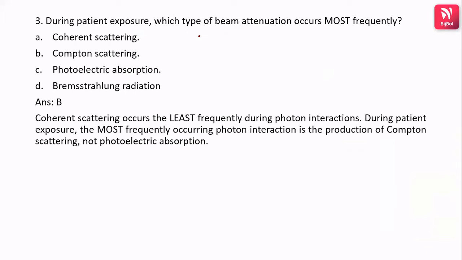During patient exposure, which type of beam attenuation occurs most frequently? Is it coherent scattering, Compton scattering, photoelectric absorption, or Bremsstrahlung radiation? Coherent scattering is found to be the least frequent. Whenever the patient is exposed, the most frequently occurring photon interaction would be Compton scattering, not even the photoelectric. So the answer would be option B, Compton scattering, which is the type of beam attenuation that occurs most frequently.